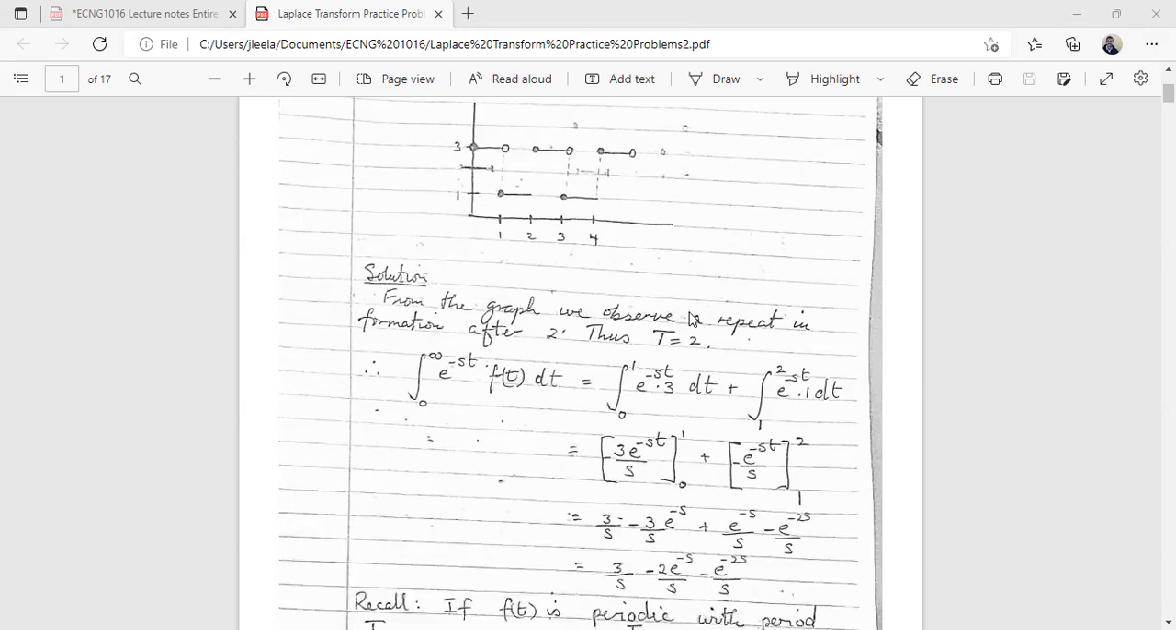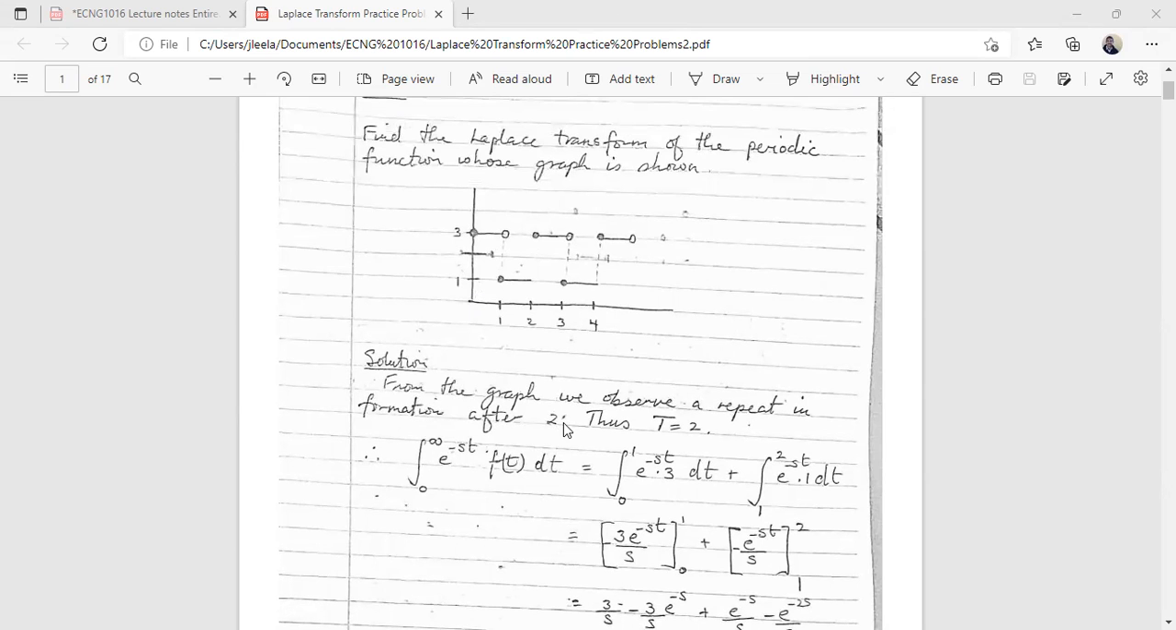So from the graph, we observe a repeating formation after 2, right? So you see between 0 and 1, the graph is 3. Between 1 and 2 is 1, and then you're repeating 3, then 1 again, 3 and so on, and then 1 again. So from 0 to 2, after that, you see a repeat. From 2 to 4, the same thing occurs and so on. So it means that T is 2. Capital T is 2, meaning the period, right? So this is one way in order to identify the period in the graph, how long the period is, right?